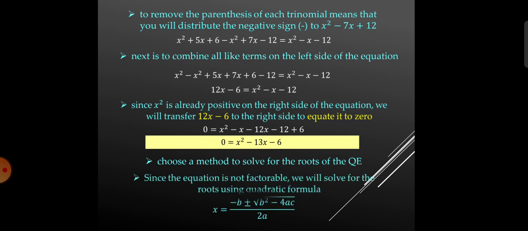What method are we going to use? We will use quadratic formula. Magyapon, identify A, B, and C. Wherein the equation is x squared minus 13x minus 6 equal to 0. So, magyapon ang equation. A is 1, B is negative 13, C is negative 6.